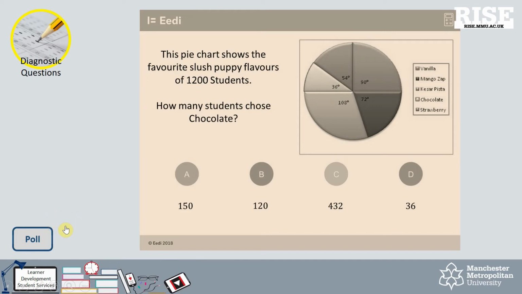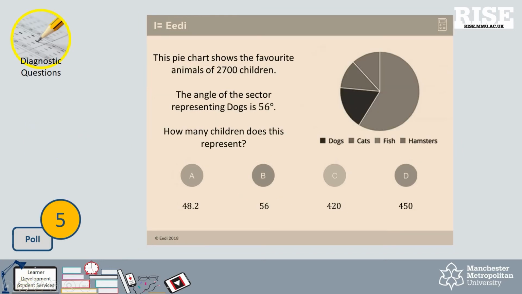I want to know how many chose chocolate, which I can see on this diagram is the section with the 36 degrees. So I've got 36 degrees out of 360 degrees times by the 1,200 students, which is represented by the entire pie chart. That would be 120 students.